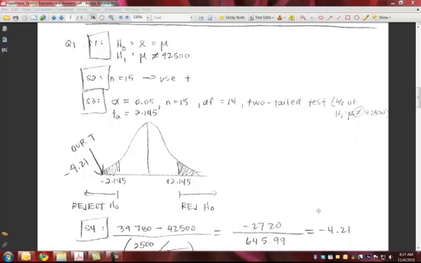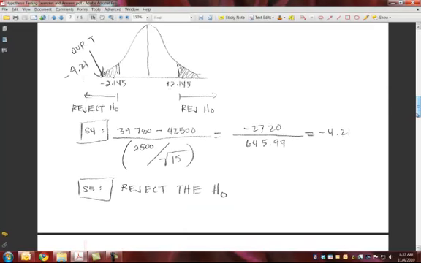So we've got negative 1.24 on one side and positive 1.24 on the other side. This is very similar to a confidence interval. So if our t-score, and you obviously can see this in advance, gets into the shaded regions, then we reject the null hypothesis.